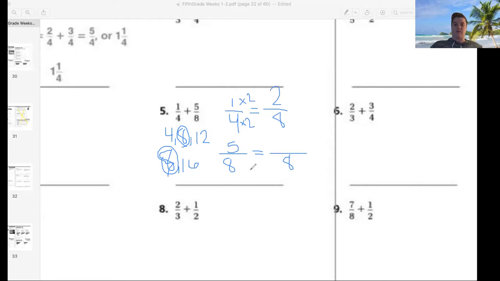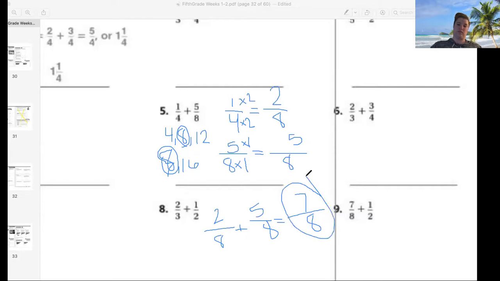And then same thing for the bottom. 8 times what gives me 8? That would be 8 times 1. So I have to multiply by 1 on the top. And 5 times 1 is 5. Then I could rewrite my problem as 2/8 plus 5/8. And then my denominator is going to stay 8. And 5 plus 2 is 7. So another 7/8.